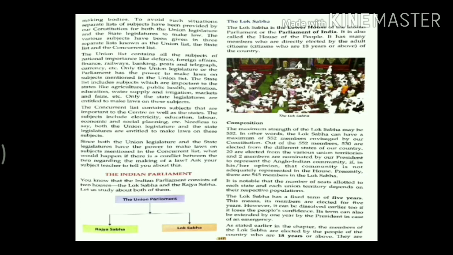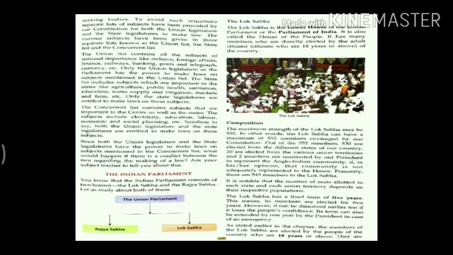For example, the whole country is divided into 543 parts, and each one is called a constituency, and from each constituency members will be nominated. Suppose 5 members are nominated, from them one will be the winner. We say that one is the winner who is going to be the member of the Lok Sabha. Not all the 5 will be elected. They are nominated, but only one will be the elected representative for the Lok Sabha.